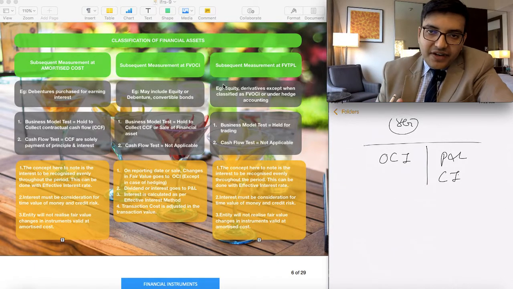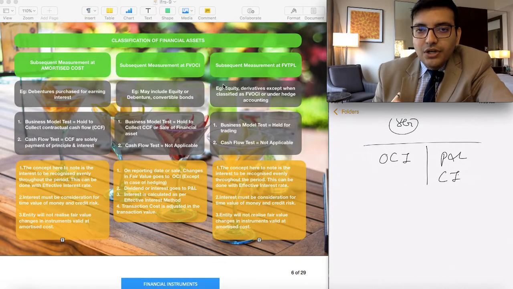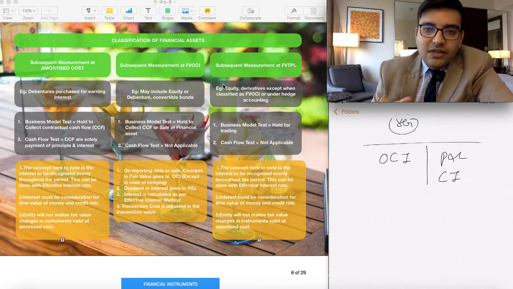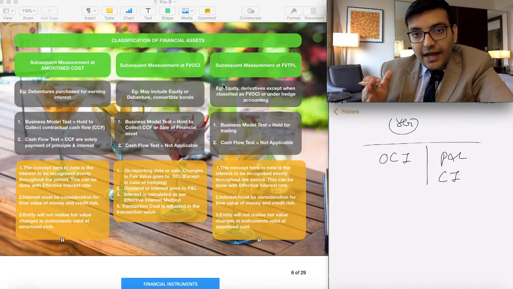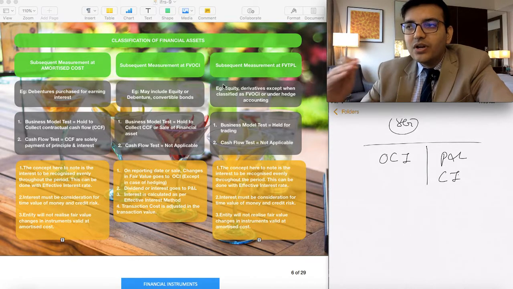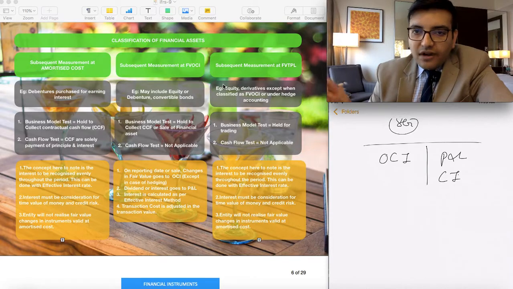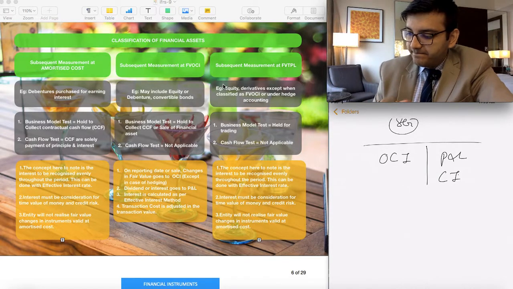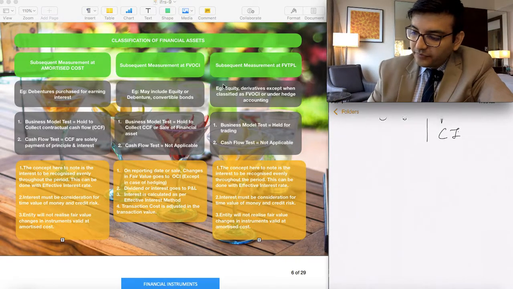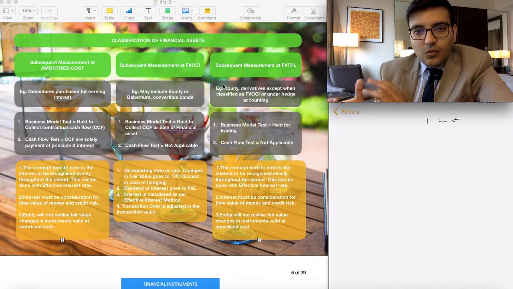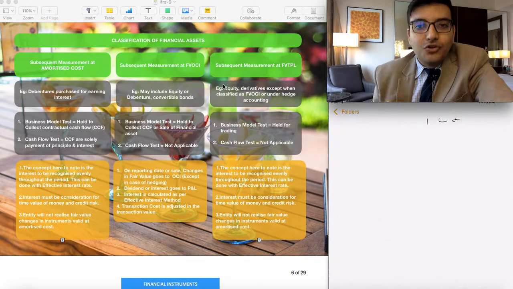Initially you have to classify them and measure at their actual values or transaction values. In some cases it will differ, I'll tell you, but at the balance sheet date, or you can say at the closing date, you have to measure again. This is called subsequent measurement. Subsequent means at the balance sheet date you have to measure them at amortized cost, or FVOCI, or FVTPL, right? So this is why this is called subsequently measured.